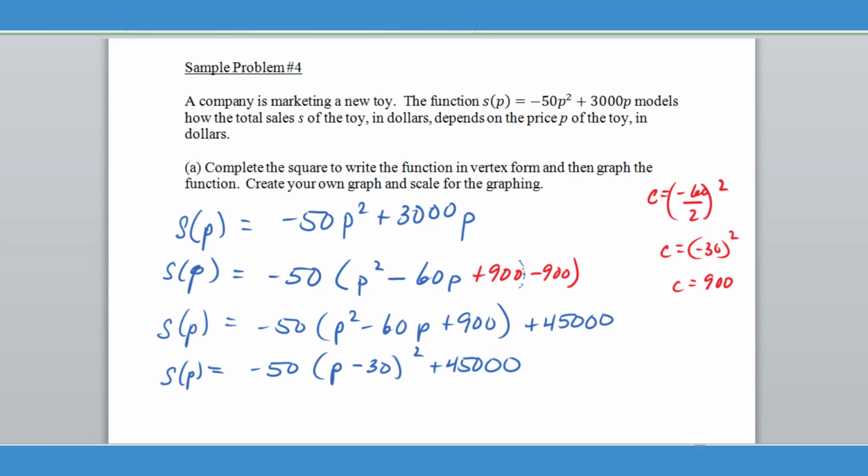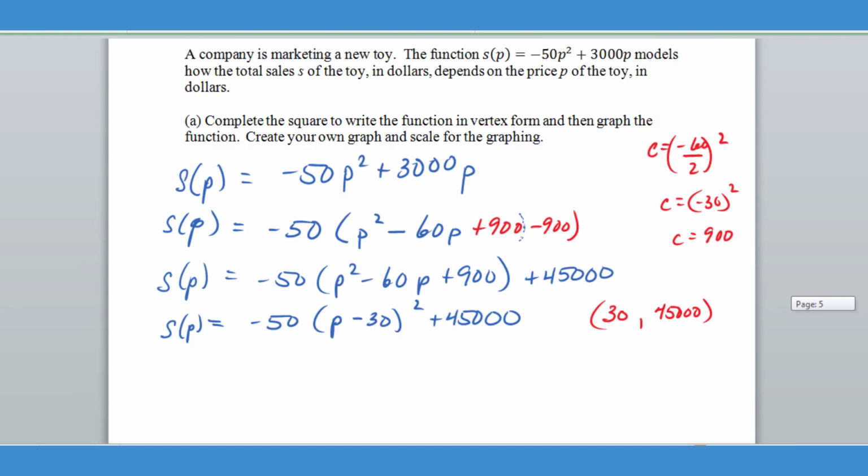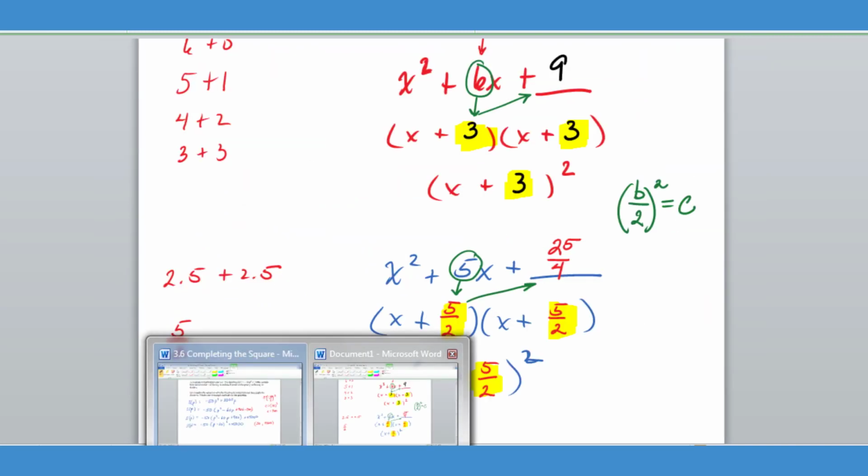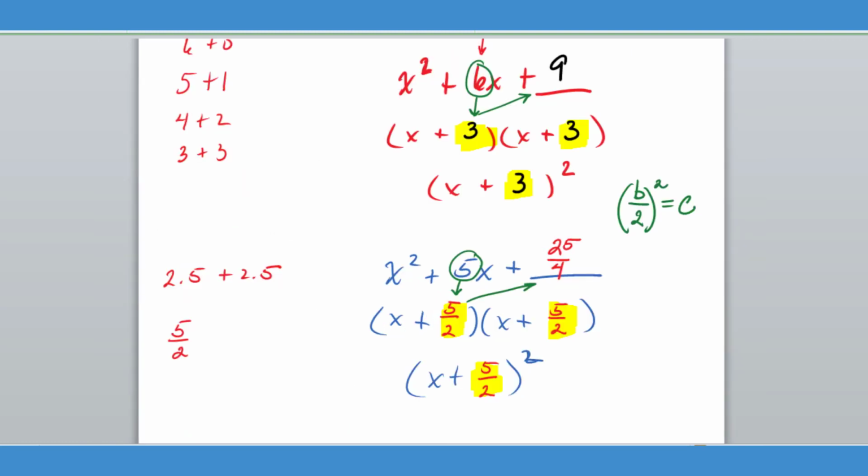And so if we look at this very carefully, we have a vertex that is 30 and then 45,000. And it says to graph this. It says to draw your own scale for graphing. Complete the graph, draw your own scale. So in order to do this, it takes a little practice.